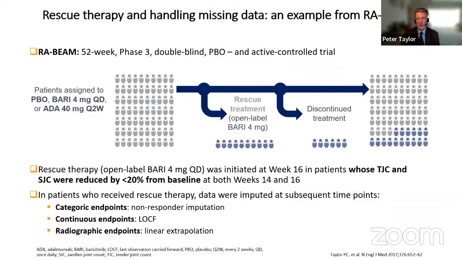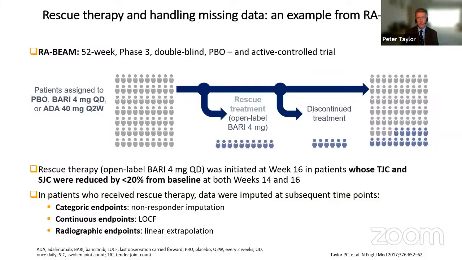Let's look at another example. So in the RA-BEAM study, so this was a study of baricitinib compared to both placebo and adalimumab in patients with an inadequate response to methotrexate. And I've put here a pictogram so you can get some idea of the effect of this rescue therapy. So if patients were not adequately improving by about 20% from baseline, they could be rescued at week 14 and 16 to open label baricitinib, and that's fine, but it means that those patients with a non-responder imputation would be counted as non-responders going forward.